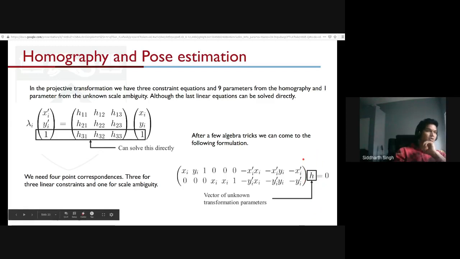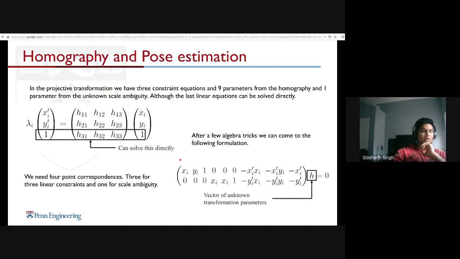So we have entirely gotten rid of the lambda using the linear algebra tricks, because we're able to transform this entire problem into a set of three linear constraints and one scale constraint, right? So we're able to eliminate the scale, and we're able to get a formulation which only has point correspondences and a vector of 9 parameters.